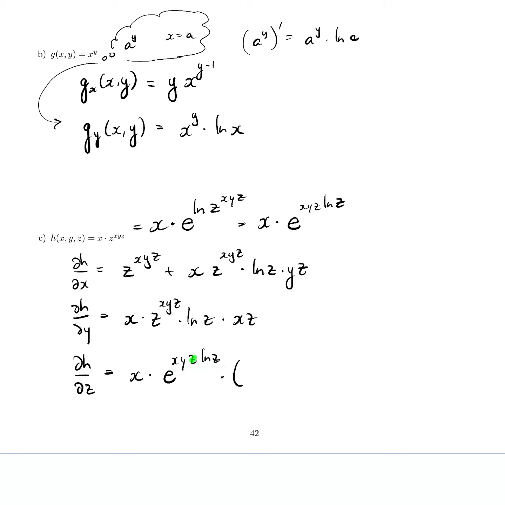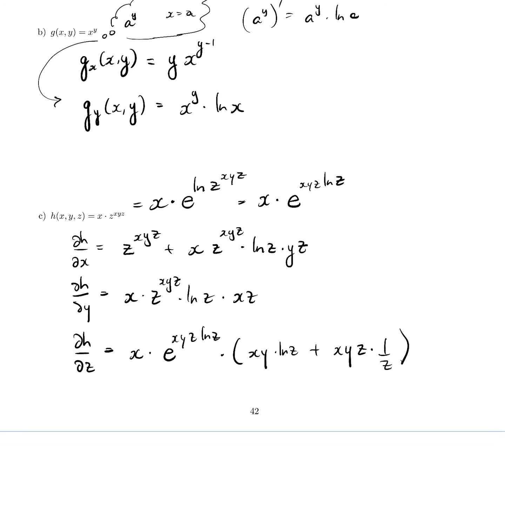We see we have z in 2 places. We're going to have a product rule. So derivative of the first is going to be, well, x and y are constants. So x and y times the derivative of z, which is 1, times the second, ln z. Plus, lastly, we've got, again, x and y as constants. The first times the derivative of the second.